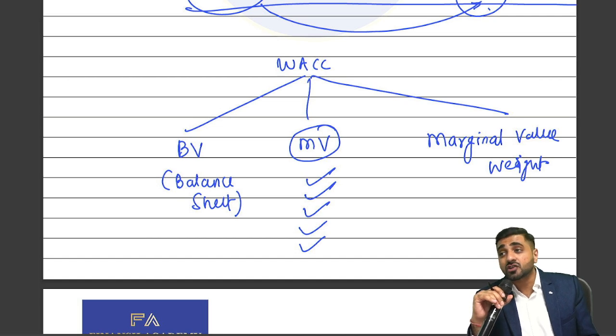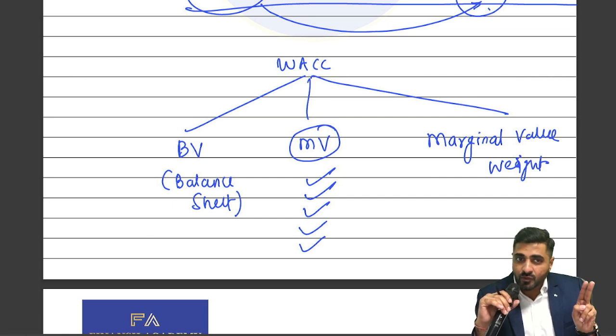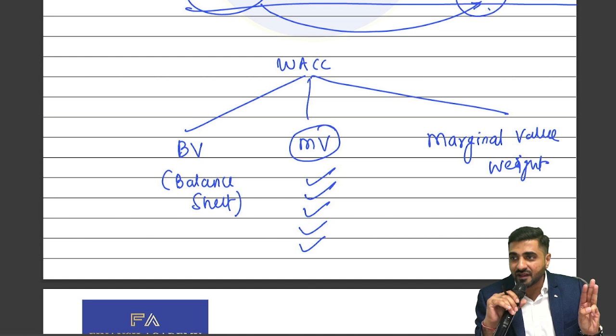So weighted average cost of capital has how many types, beta? 3 types. First one is what? Book value weight. Second one is what? Market value weight. Third one is what? Marginal.